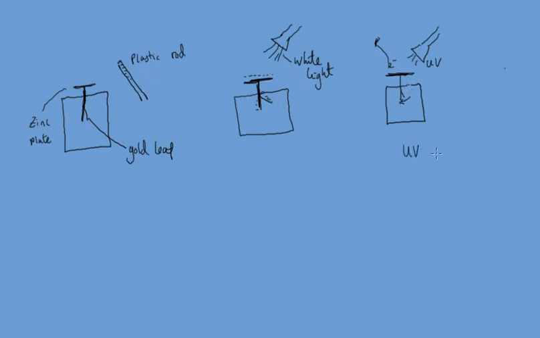So the UV light gives enough energy to the electrons to discharge the foil. Now this is very strange. What you're seeing here is light being able to cause an effect to electrons.